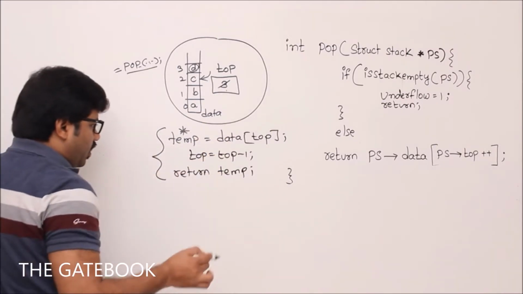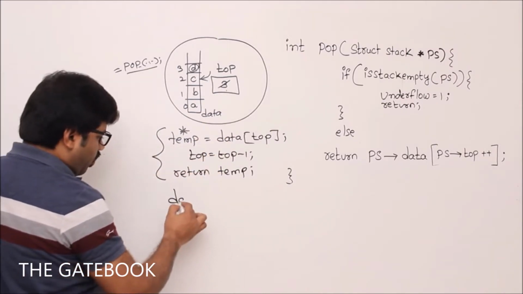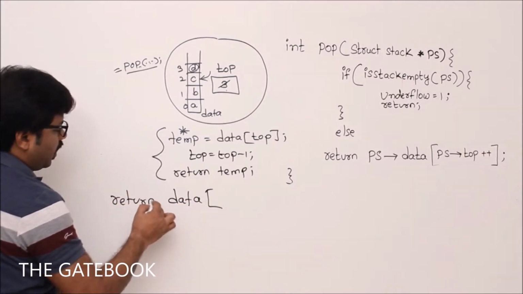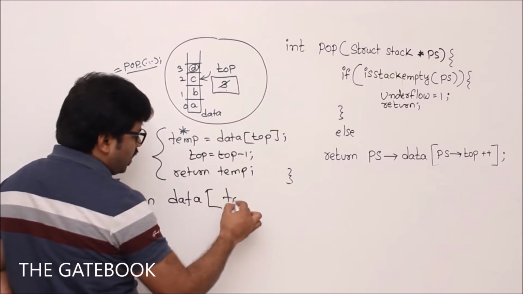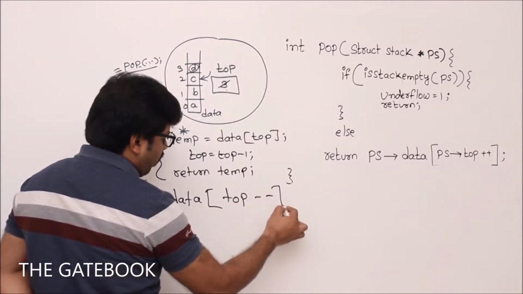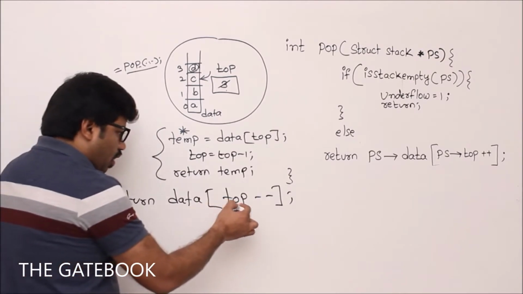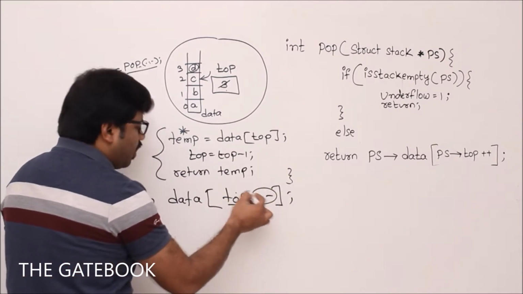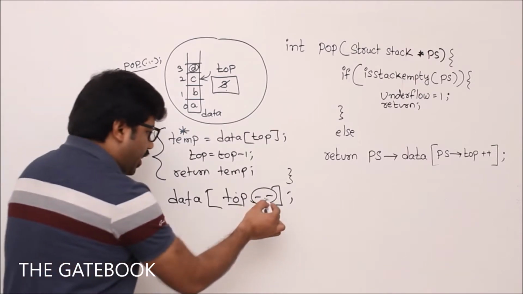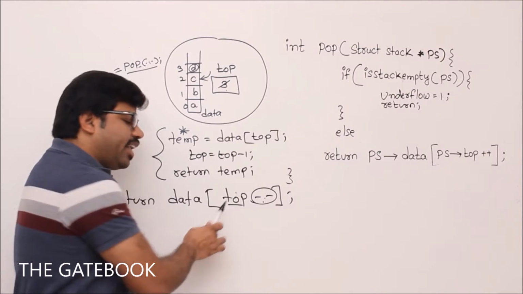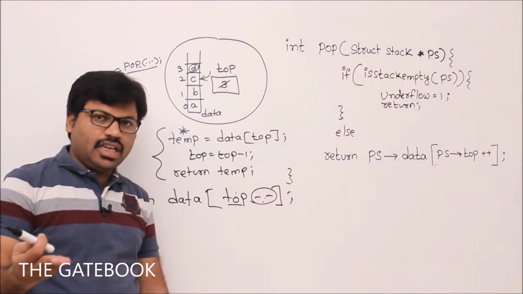So what I write for that is simply return data of top minus minus. What happens, you see. Why it works, I will tell you. Here top is attached with minus minus, right? Then top will be decremented, but it is post decrementation. We know that whenever we write post decrementation, immediately that will not take place. In the next line, it will generally take place.